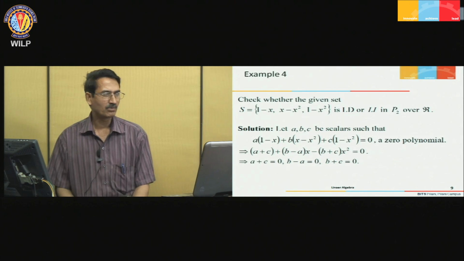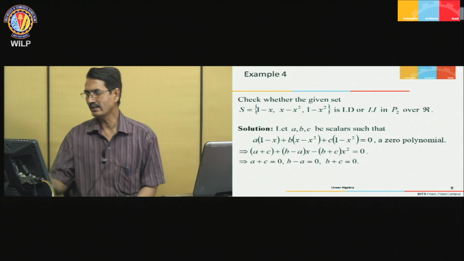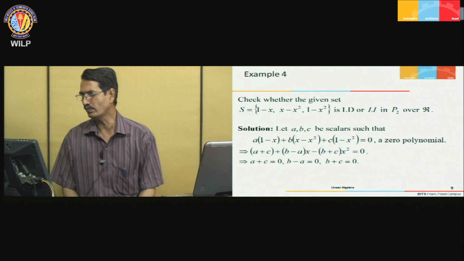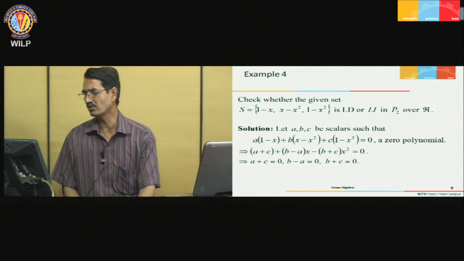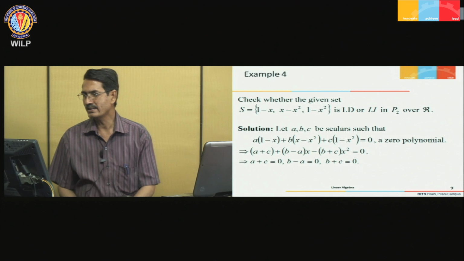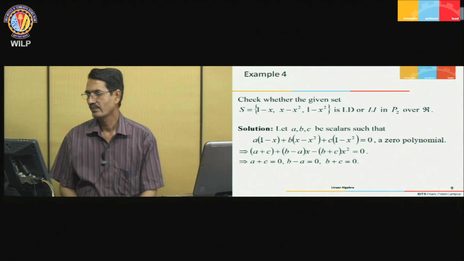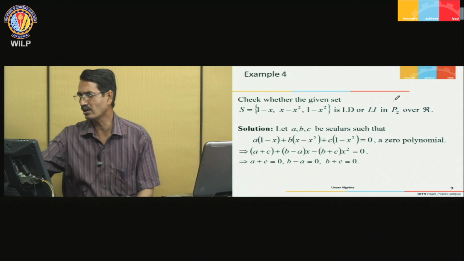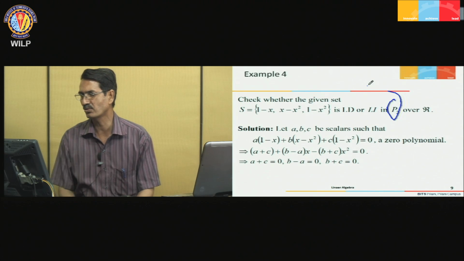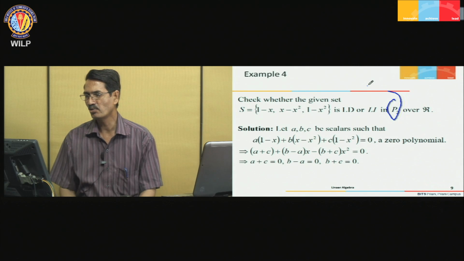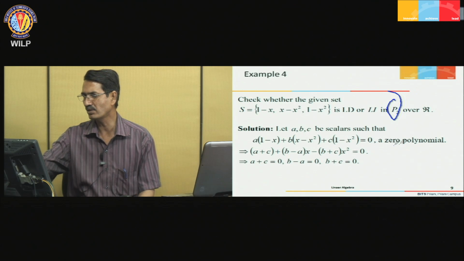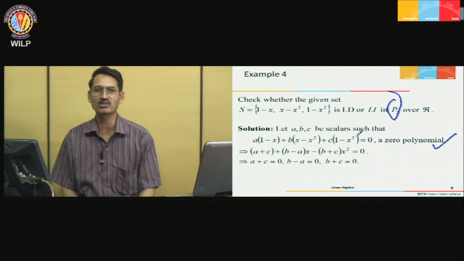Look at another example quickly. Again S is the set of polynomials of degree less than or equal to 2. So, S is again a subset of P2, the set of all polynomials of degree less than or equal to 2. See whether it is linearly dependent or linearly independent. We shall make a linear combination and set it equal to 0. This is the 0 polynomial: a into (1 minus x) plus b into (x minus x square) plus c into (1 minus x square) is equal to 0.